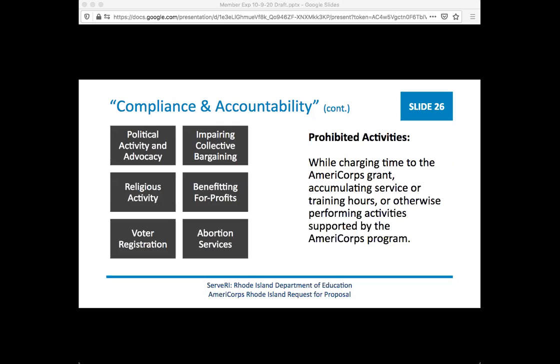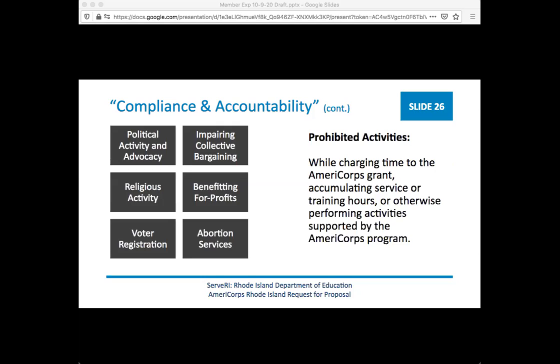So, obviously, because again, we're a federal program, we have to be nonpartisan, so they can't be engaging in political activity. We have separation of church and state, so they can't be participating in religious activity, or benefiting for-profits. Also, there's impairing collective bargaining, voter registration, or educating about abortion services. So there's a longer list, but these are probably the six hottest topics on that list.